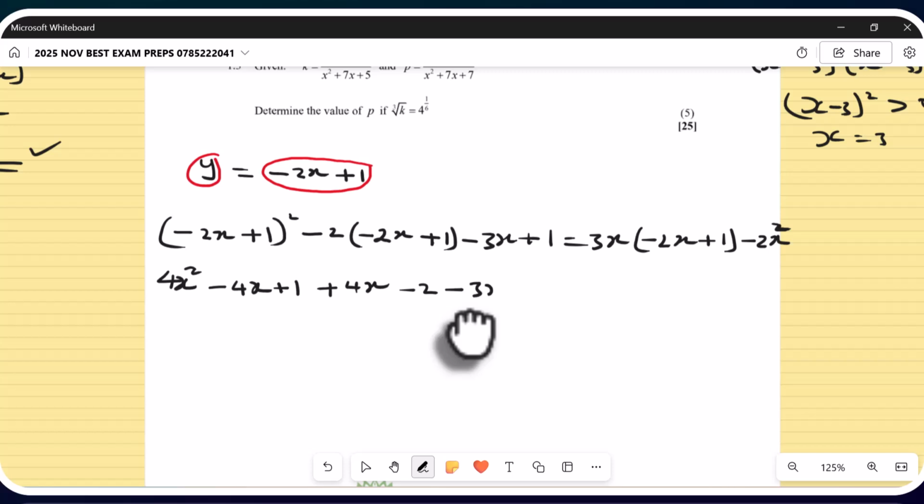So common factor 6x. Left with what here? 2x minus 1 equals to 0. So you're going to have either x equals to 0 or what, guys? Or the 2x minus 1 equals to 0, giving us x equals to what? 1 over 2. This is simultaneous.